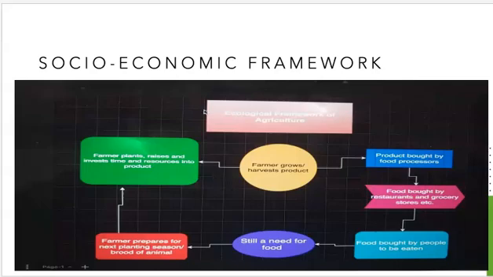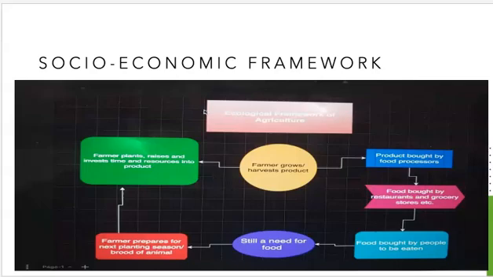This is a socio-economic framework. In the green, the farmer plants, raises, and invests resources into the product. The farmer grows and harvests the product in the yellow. Dark blue, product bought by food processors.